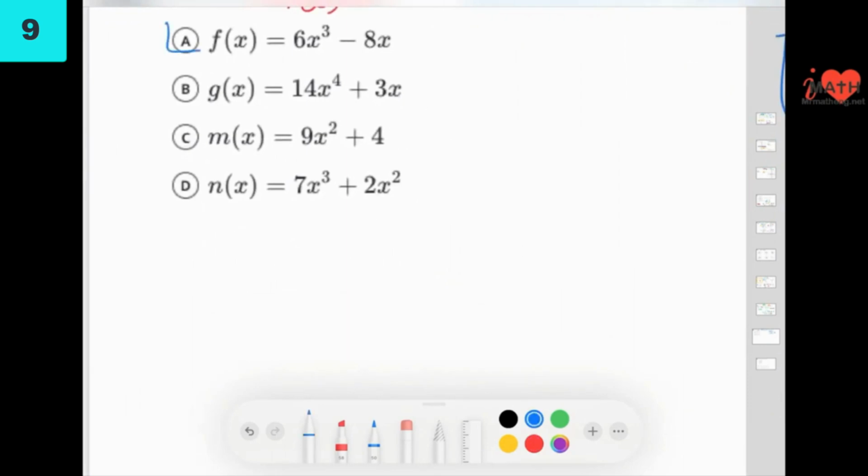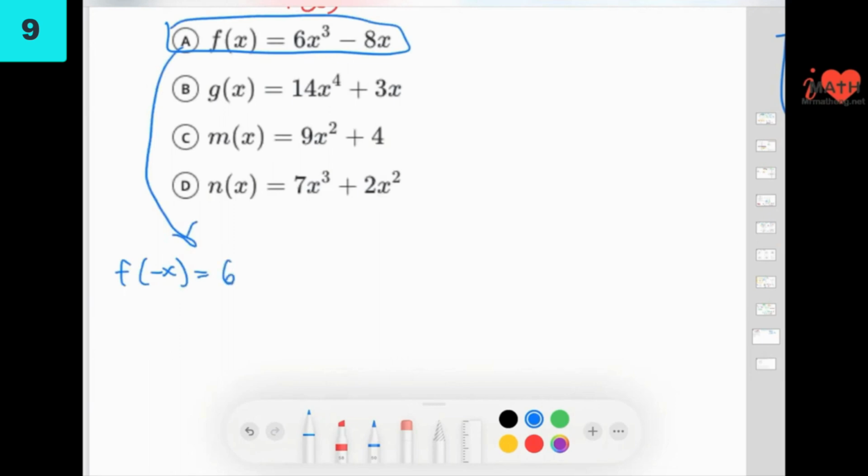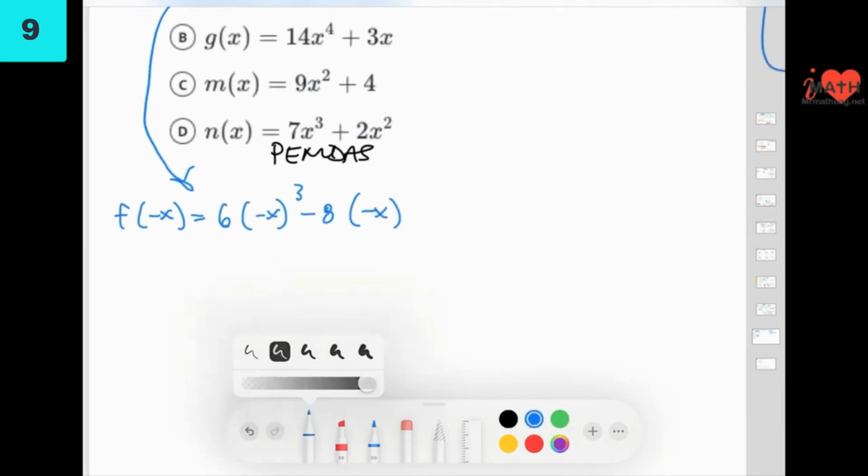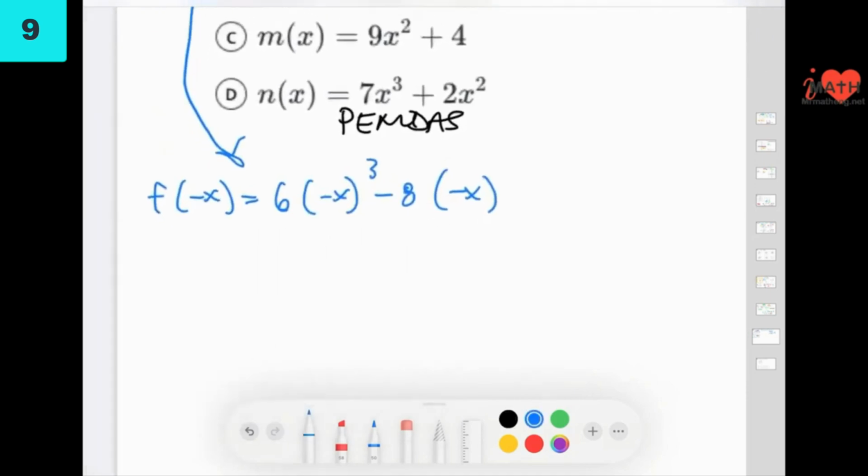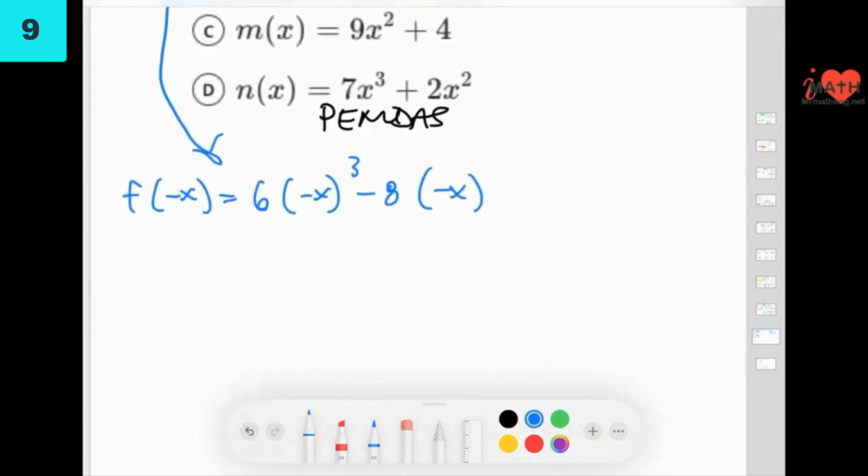Let's do A. I'm going to put in a -x for every x value. And here I'm just going to use my order of operations, PEMDAS. So I'm going to use exponents. -x times -x times -x is -x cubed. And -8 times -x is positive 8x. And I'm just going to clean that up. So 6 times a -x cubed is -6x cubed plus 8x.